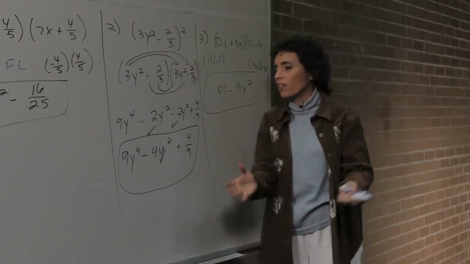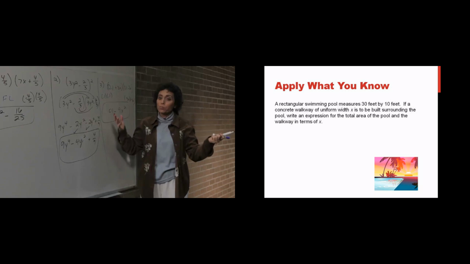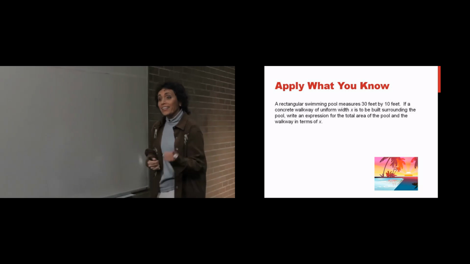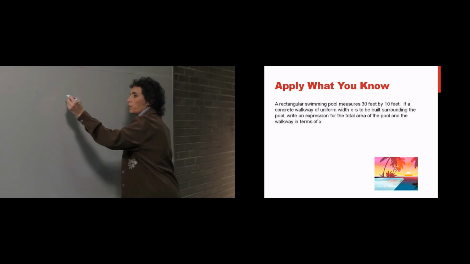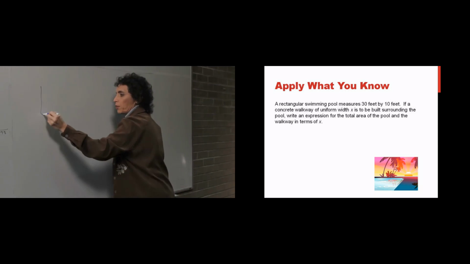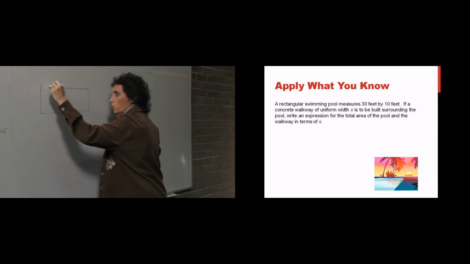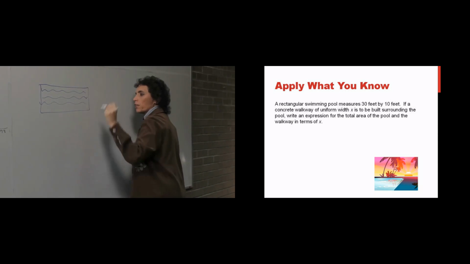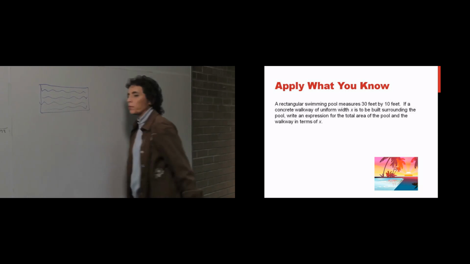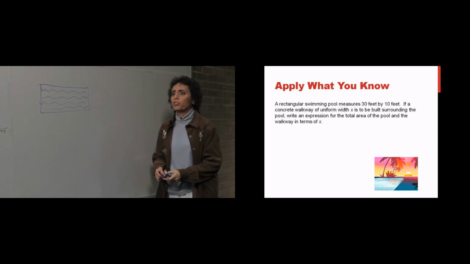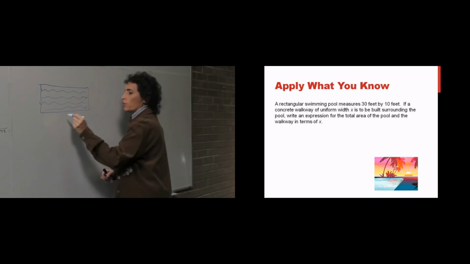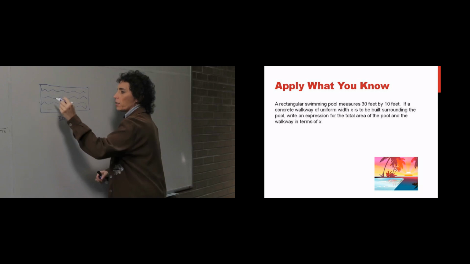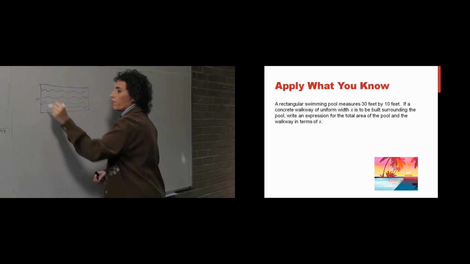Let's see how we can take this and apply it to something in possibly real life. Okay, here comes my swimming pool. You know that you're in big trouble if I have to draw something. Here's my rectangle. Here's my water. Oh, look, it's blue. Perfect. A rectangular swimming pool measures 30 feet by 10 feet. So this is 30 feet, and this is 10 feet.